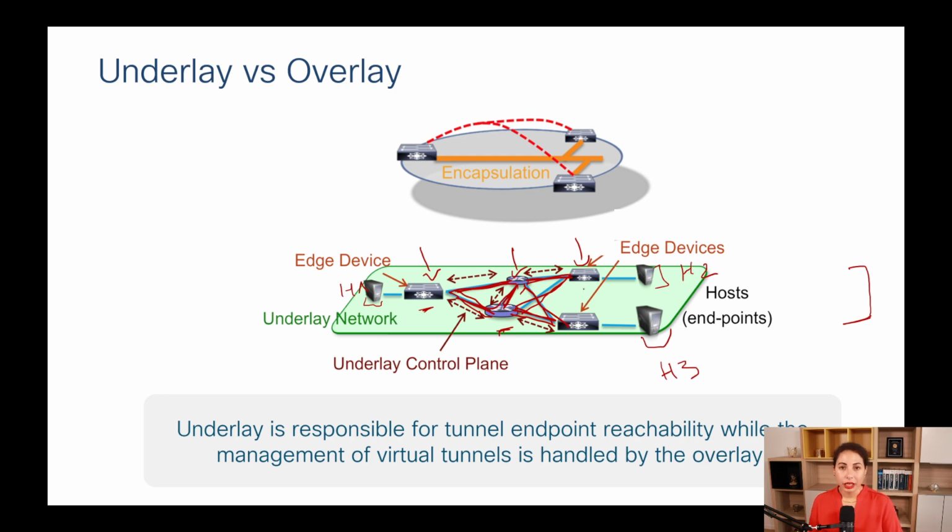And the underlay control plane's purpose is to ensure that every switch on my network has the knowledge of the other ones and how to reach them. And by the way, in this context, the switches on the drawing, we call them edge devices.